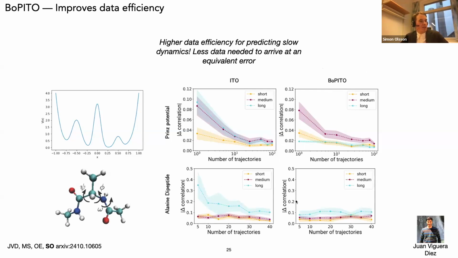alanine dipeptide, where we did a similar experiment here. We see that for ETO, the long timescale dynamics takes quite a long time to reach the levels. So a factor of 5 or 6 larger number of trajectories that we need to collect in order to reach the error levels that are comparable with 5 trajectories in the Bopito approach. Of course, there's more information that goes into training this Bopito model, but we argue that collecting that data is more straightforward than collecting a lot of unbiased MD data.